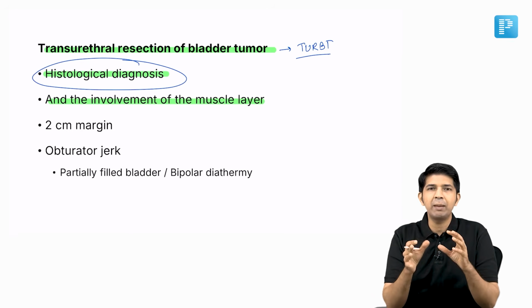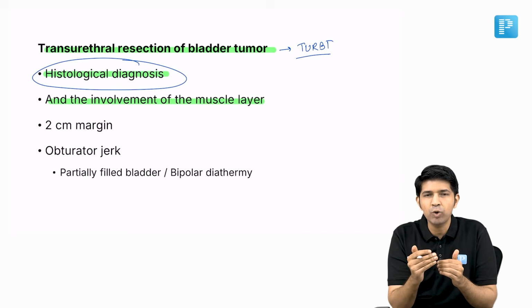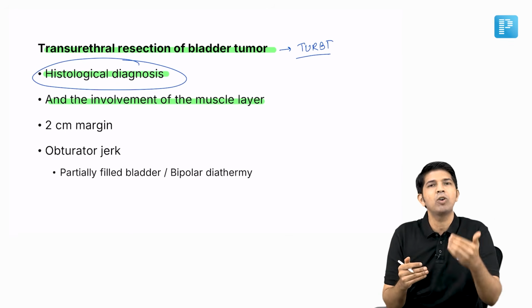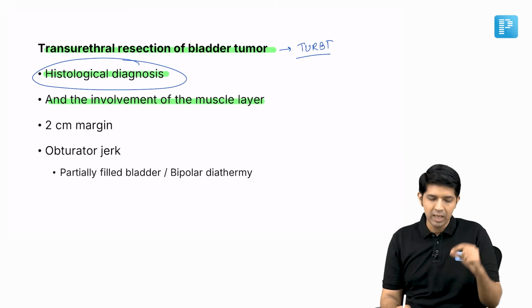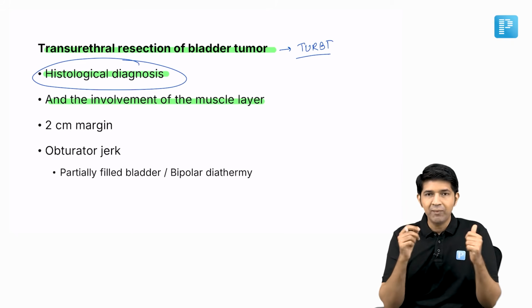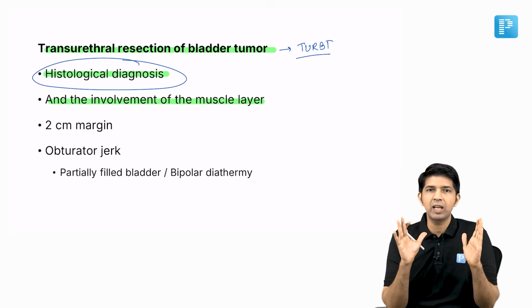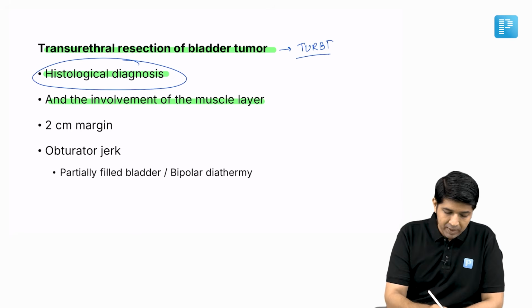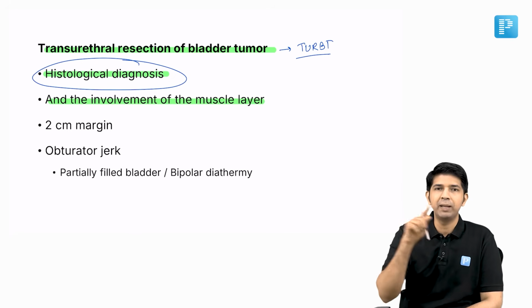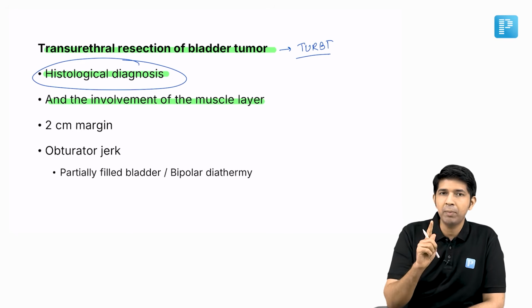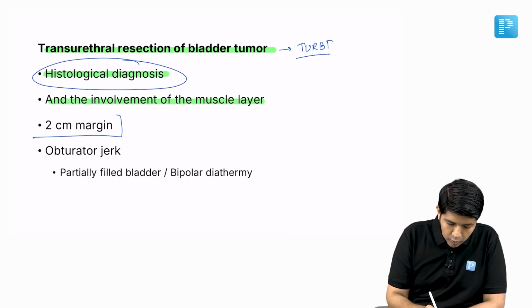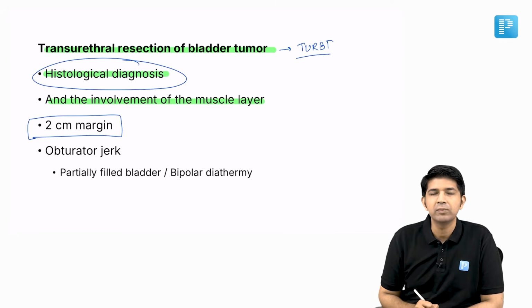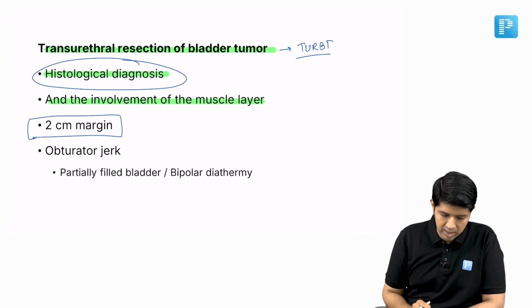But there is a certain dilemma in that gray zone, where it is very close to the muscle, and you don't know whether it is involved or it is still not yet involved. That is when a biopsy from the base will exactly tell you whether the deeper muscular layer is involved or not. And whenever you do a TURBT, please remember you are doing it like a therapeutic surgery. So you need a 2 centimeter margin.